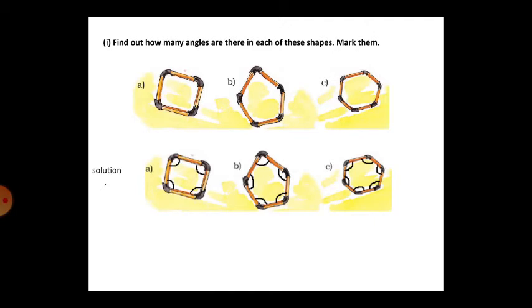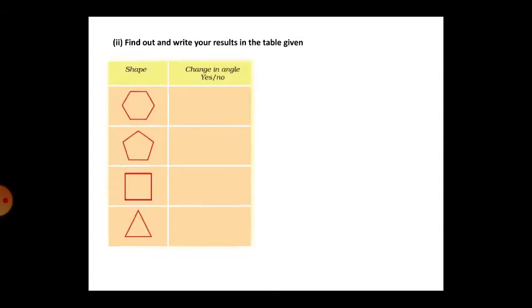In the second picture you can observe one, two, three, four, five. Because it is a pentagon, five angles are there. In the third, one, two, three, four, five, six. Six means which shape is it? It is a hexagon. Six angles. Find out and write your result in the table given.